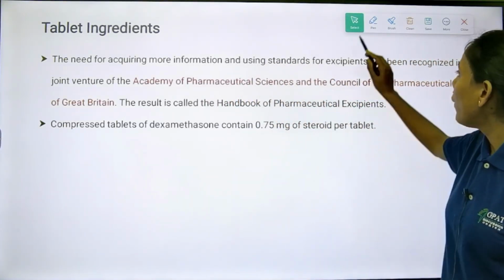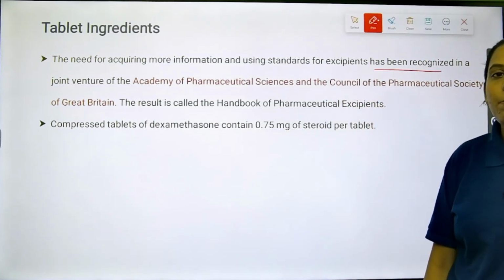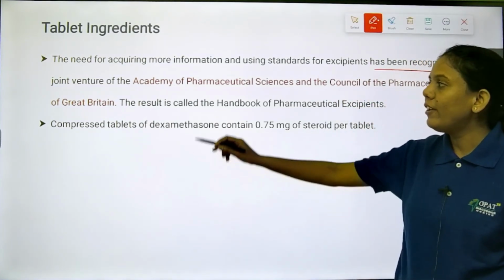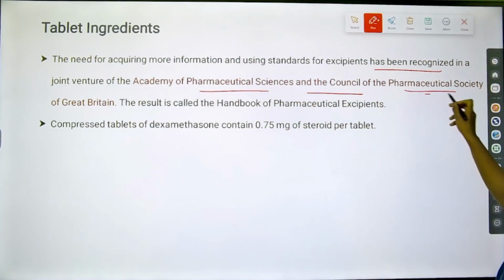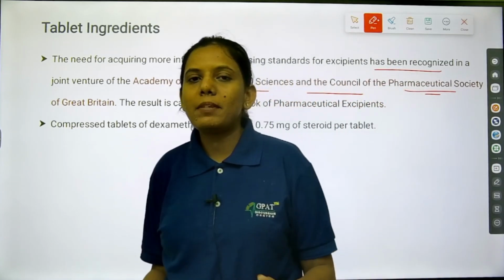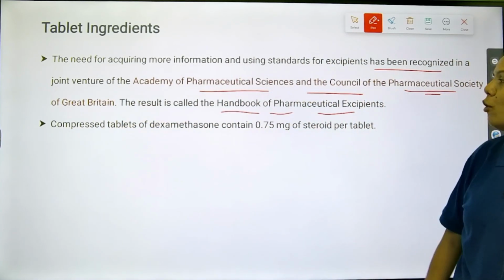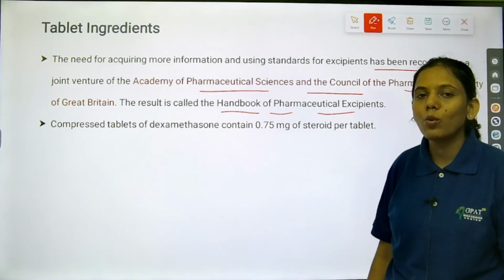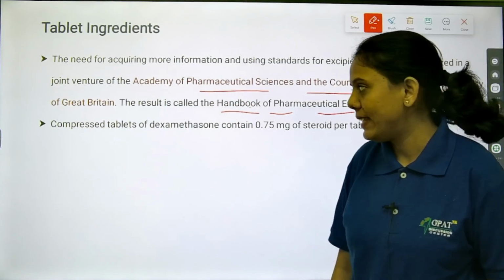So the need for acquiring more information and using standards for excipients has been recognized in the joint venture of the Academy of Pharmaceutical Sciences and the Council of Pharmaceutical Society of Great Britain. So remember, sometimes they may ask you the question which has been highlighted. The result is called the Handbook of Pharmaceutical Excipients. So the detail is given in the Handbook of Pharmaceutical Excipients.